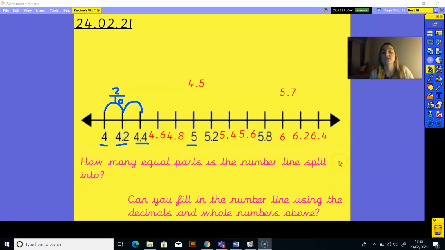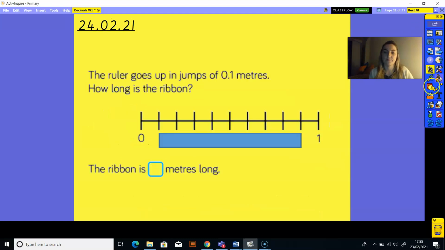If you ever think something doesn't look quite right, remember what you're counting up in, okay? So remember how many tenths you're adding, okay? Because that shouldn't change as you go up the number line.